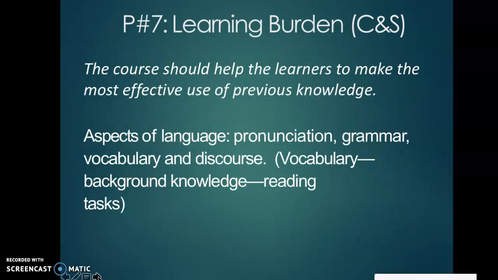Number 7, we have learning burden. The course should help the learners to make the most effective use of previous knowledge. So in this part, it has to help the learners to use their previous knowledge in speaking and written form.